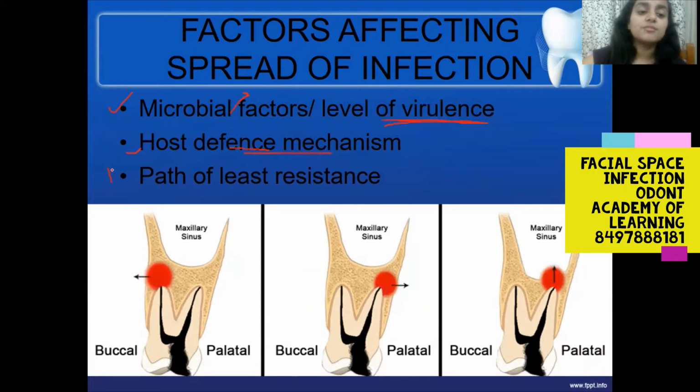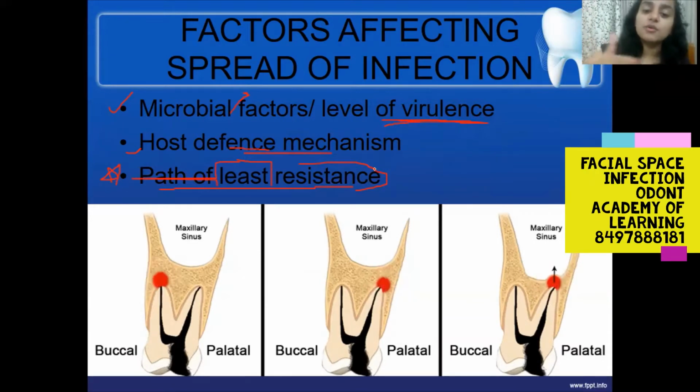Third point, which is most important, is the path of least resistance. What it basically means is the infection will spread when there is minimum or no obstruction. Wherever there is an easy passage to flow, the infection will go and penetrate that particular area. So here we have three examples.